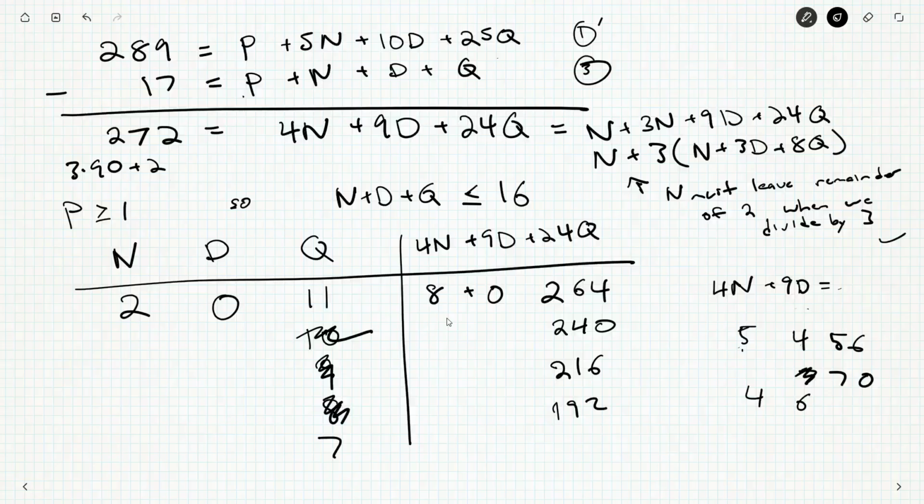We're going to start running into a situation where you have too few quarters making up the bulk of this, and the condition of n plus the number of coins being at most 16 starts to play a bigger and bigger role. You need to have a bunch of quarters, otherwise you're going to have a massive number of dimes and nickels in order to make 272, and it just won't work. So really, we do have just the one solution. 2 nickels, no dimes, 11 quarters.